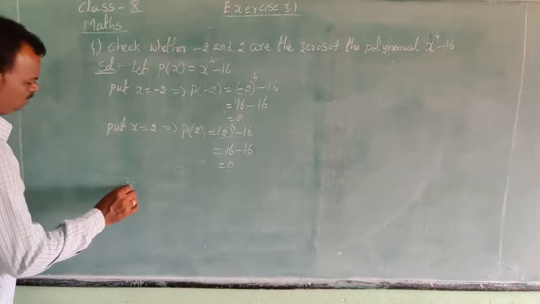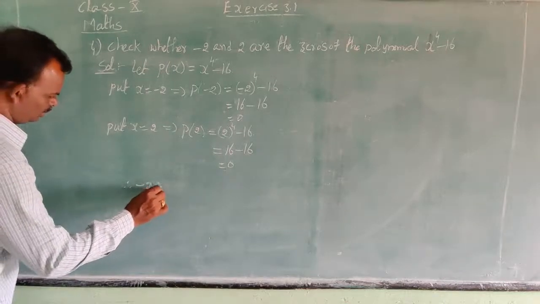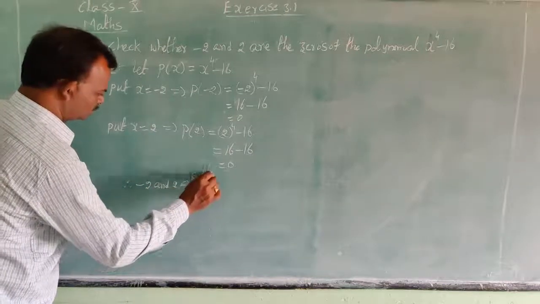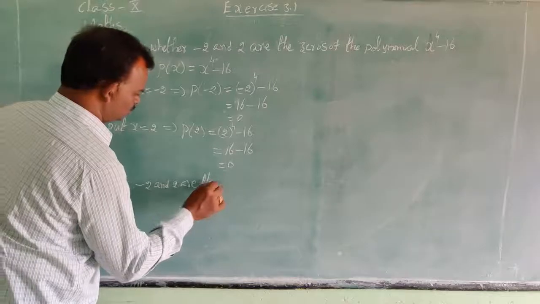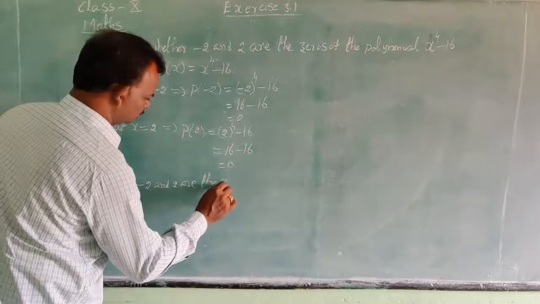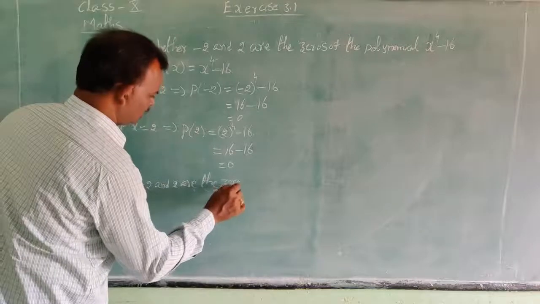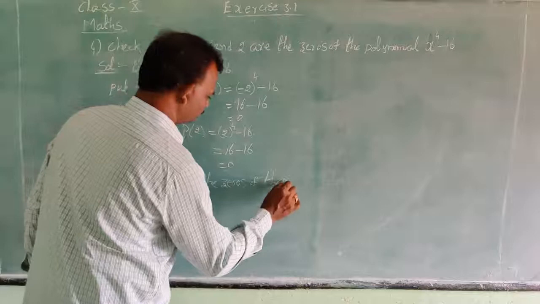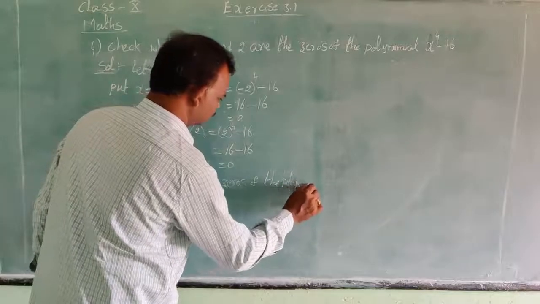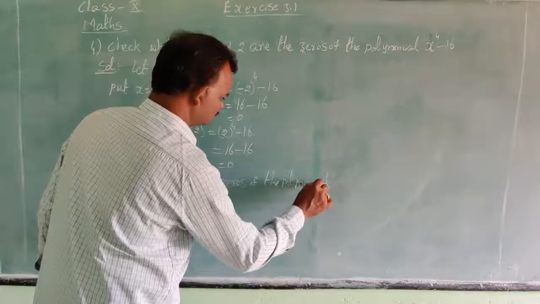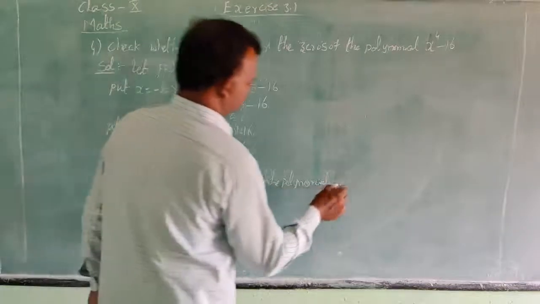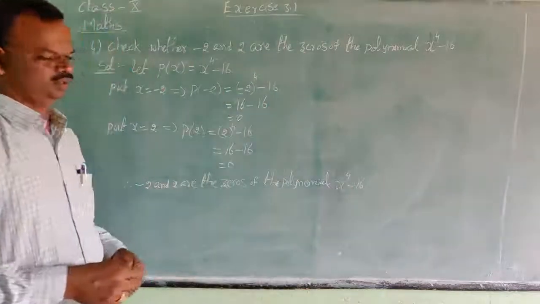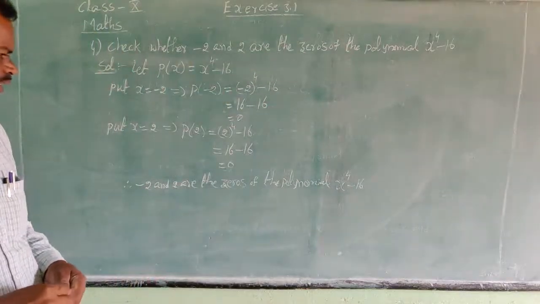Therefore, the last step is minus 2 and 2 are the zeros of the polynomial x power 4 minus 16.